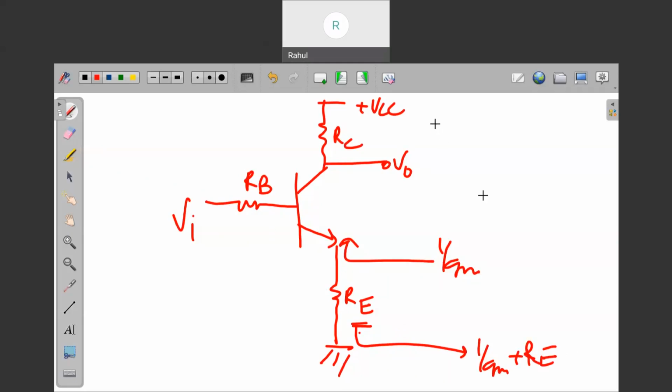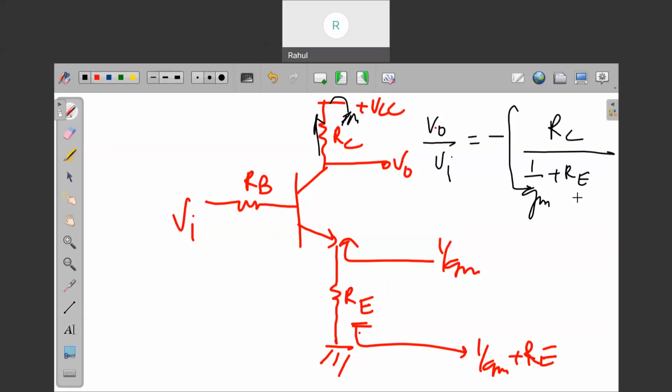So what you can write here is, again for this circuit, 1 by GM plus RE plus RB by beta plus one. So these are very, very important concepts.